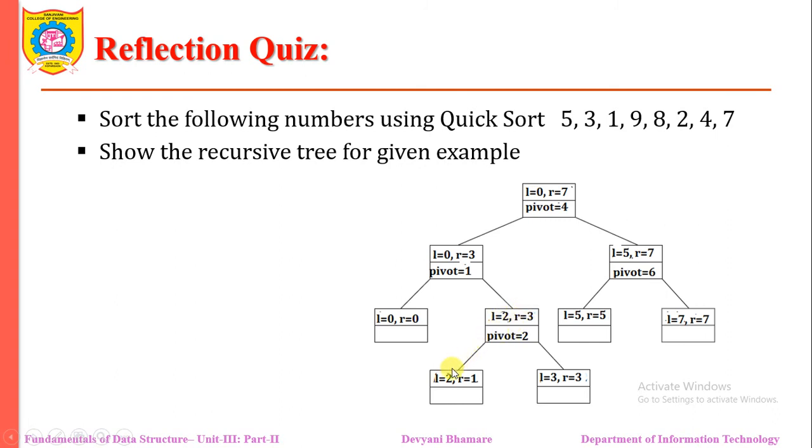In this case, we get only one element on the left-hand side and only one element on the right-hand side. Then we start with the second subarray, where left is 5 and right is 7. The pivot element will be in its appropriate place, which is 6, with only one element on the left-hand side and only one element on the right-hand side. In this fashion, our recursive tree for this quicksort is done.